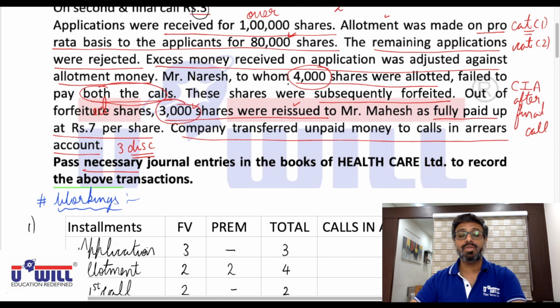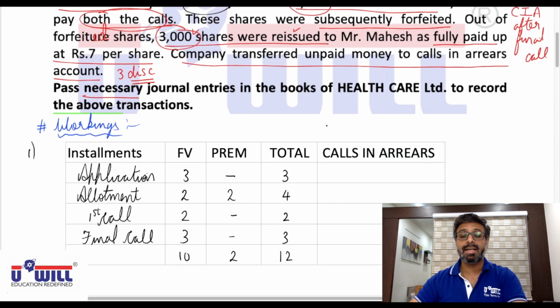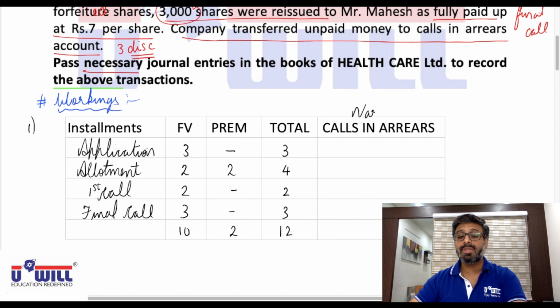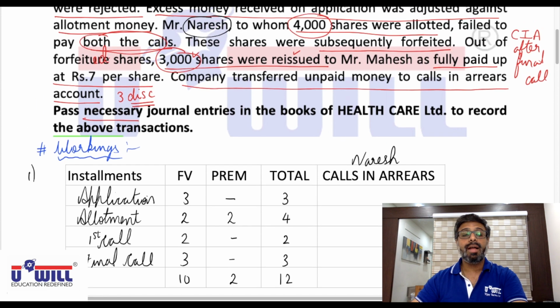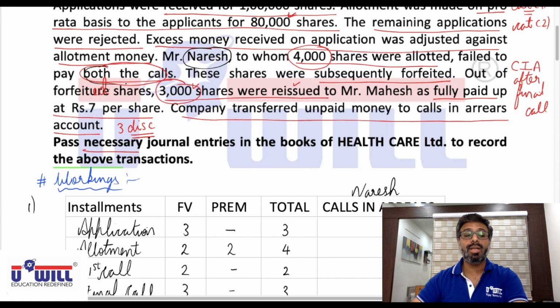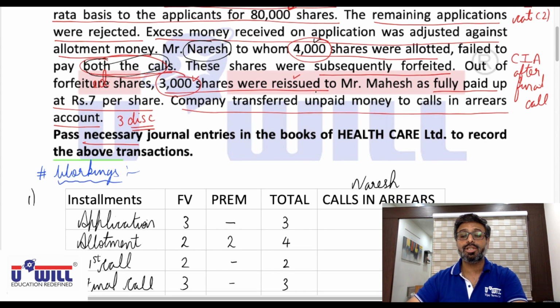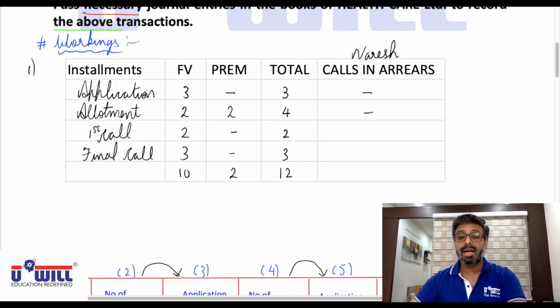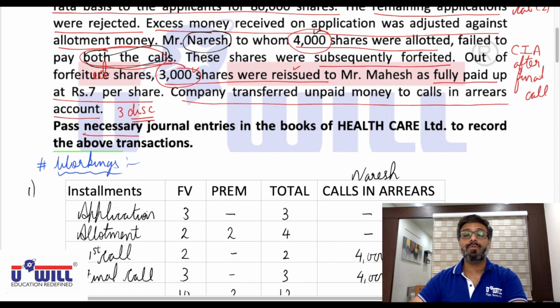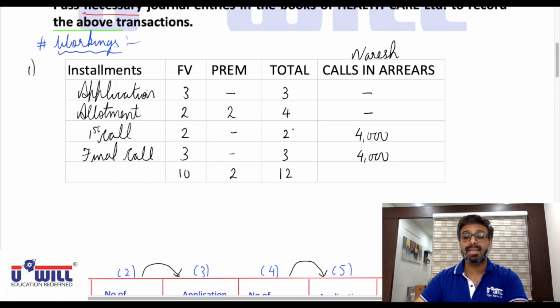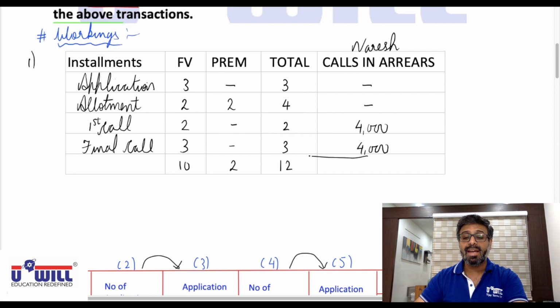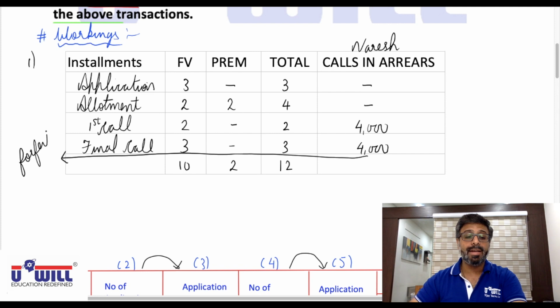Now calls in arrears, only one person has not paid the money, Mr. Naresh. So in calls in arrears we have Mr. Naresh. And what all installments has he not paid? Both the calls. He is holding 4,000 shares. Application he has paid, allotment he has paid. Both the calls means first call is not paid on 4,000 shares. Final call is not paid on 4,000 shares. I hope everyone is clear with this. And after final call, forfeiture is done. Okay, forfeiture is done after final call.